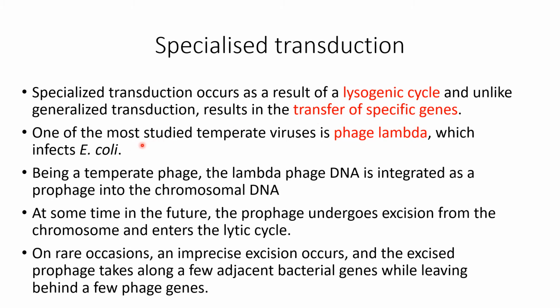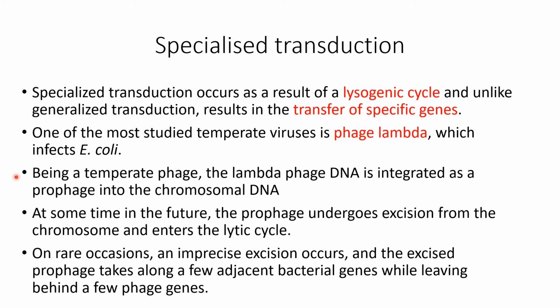And as I said, the temperate phages carry out this type of transduction, and one very commonly studied example for specialized transduction happens during the replication of this particular temperate phage, that is phage lambda, which usually infects E. coli cells. Okay, and the other details what I have shown here are all the events that take place during the specialized transduction. So I will just read it out. Later on we will see that in detail in the form of a diagram.